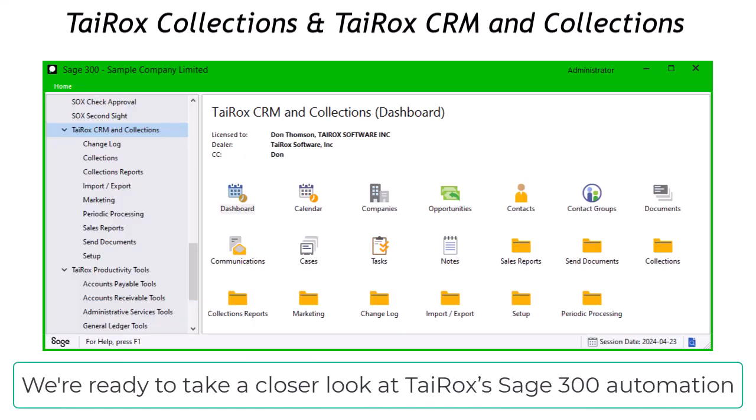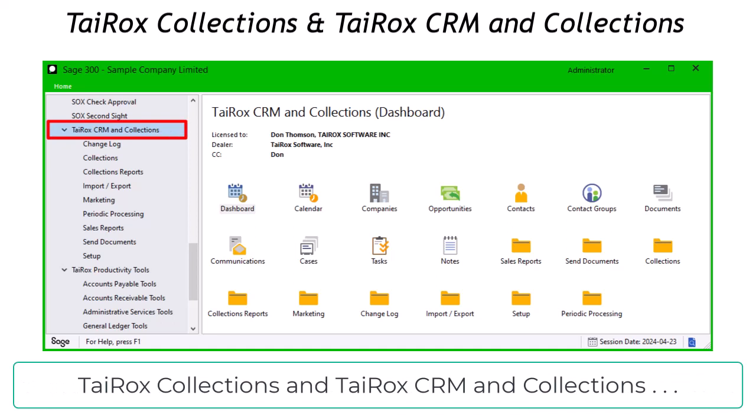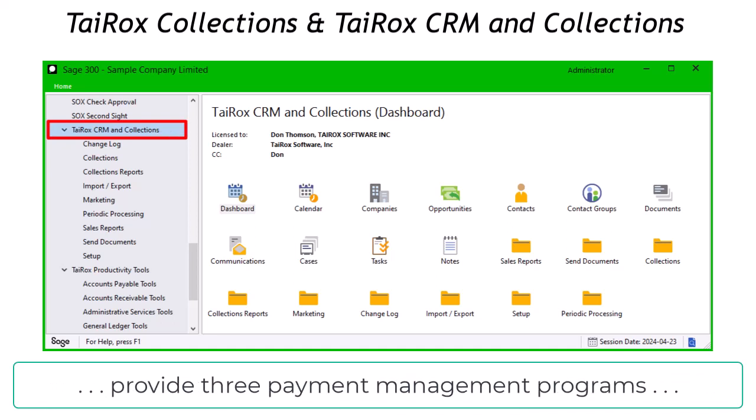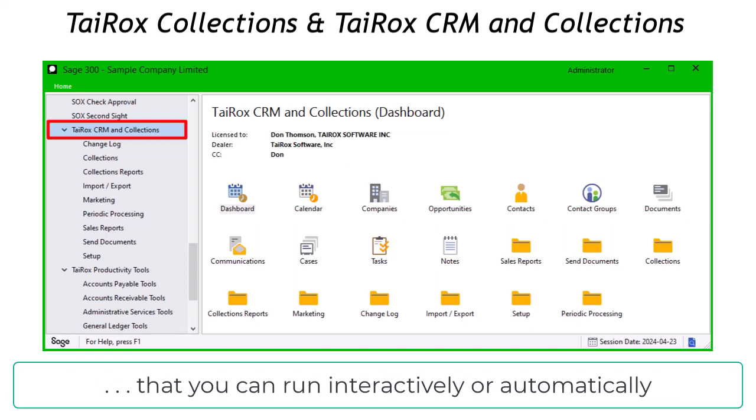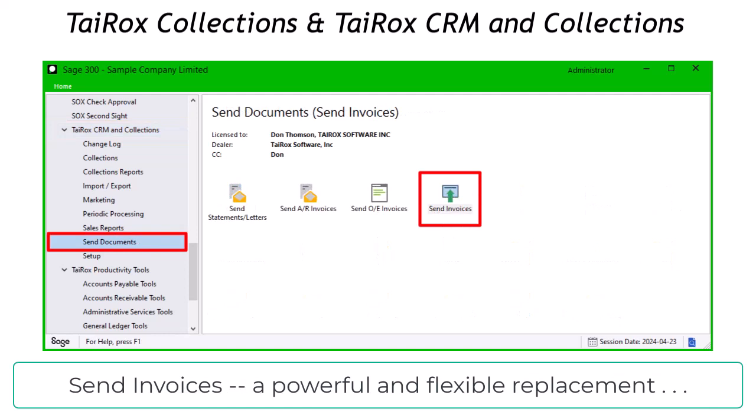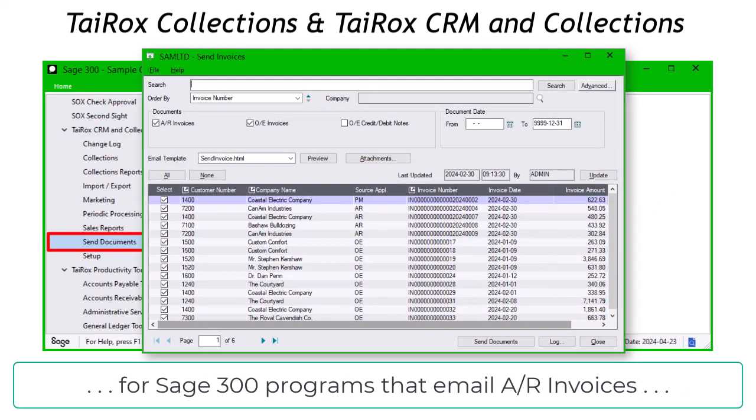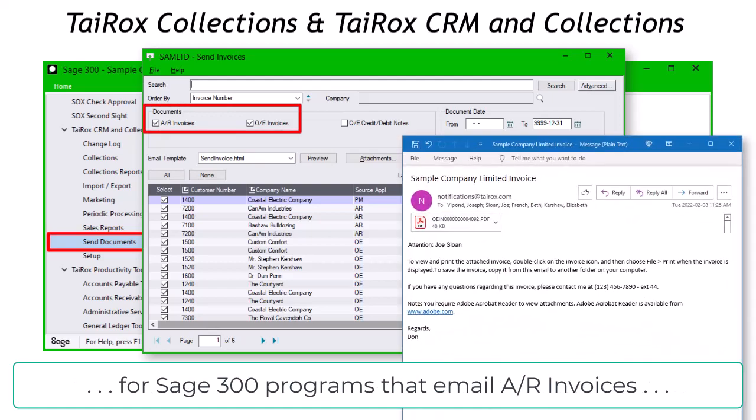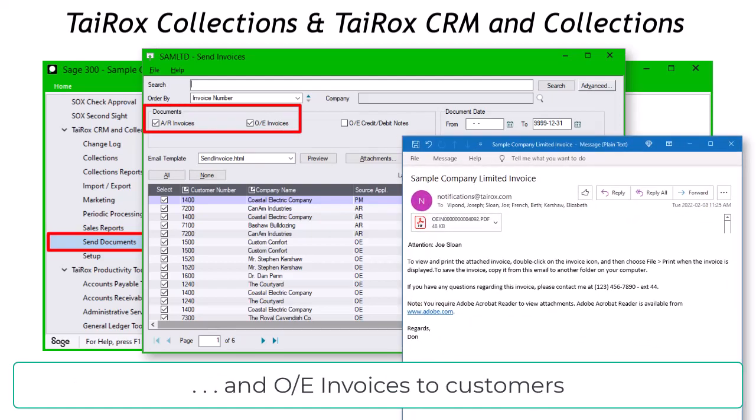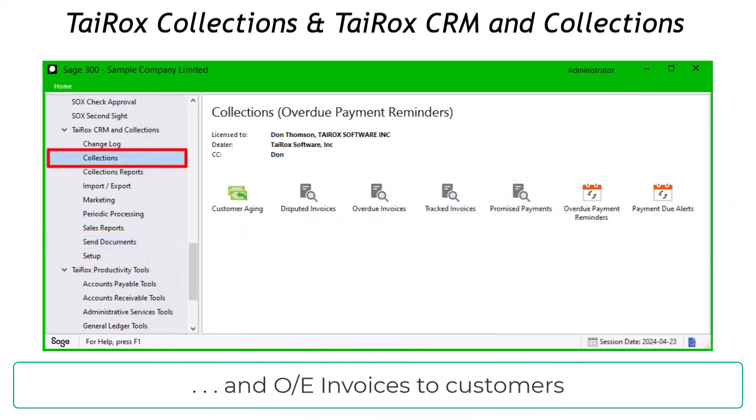Okay, we're ready to take a closer look at TaiRox's Sage 300 automation. TaiRox Collections and TaiRox CRM and Collections provide 3 payment management programs that you can run interactively or automatically. Send Invoices, a powerful and flexible replacement for Sage 300 programs that email AR invoices and OE invoices to customers.